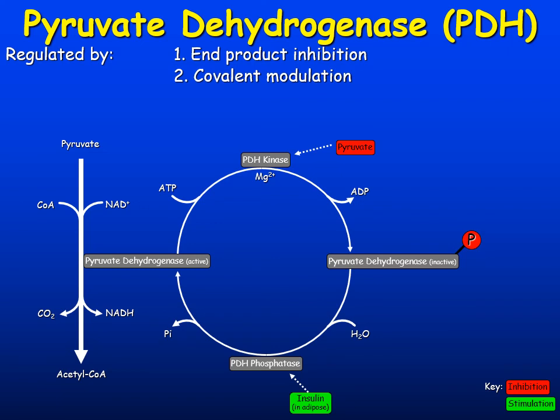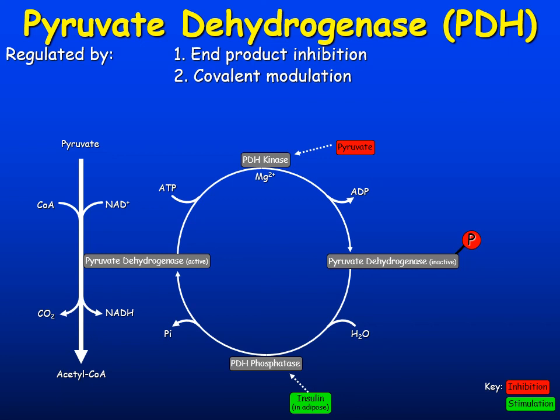So we need to remove that phosphate group from pyruvate dehydrogenase. And this is done by pyruvate dehydrogenase phosphatase, which, particularly in adipose tissue, is directly stimulated by insulin, returning pyruvate dehydrogenase to its active state. Now, of course, to keep pyruvate dehydrogenase active, the last thing we'd want to do is rephosphorylate it again. And therefore, we need to inhibit pyruvate dehydrogenase kinase.